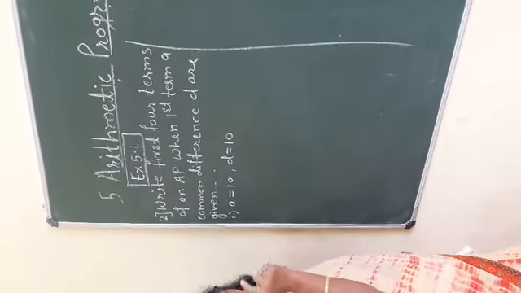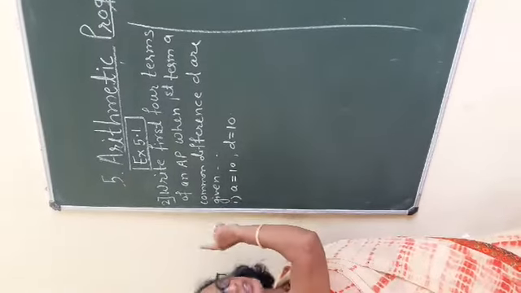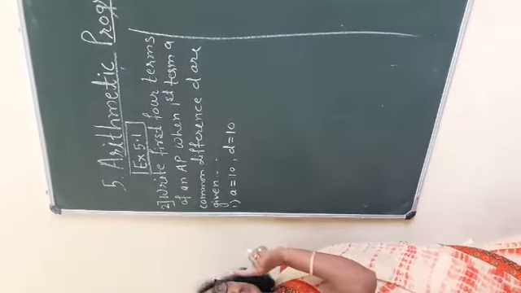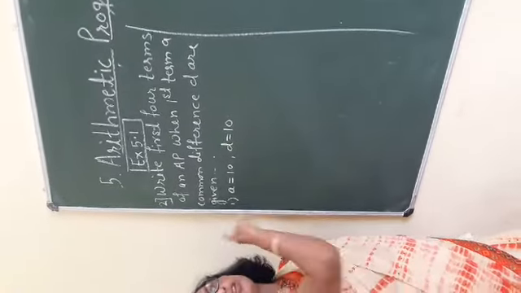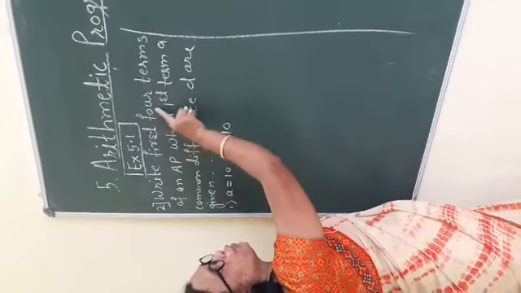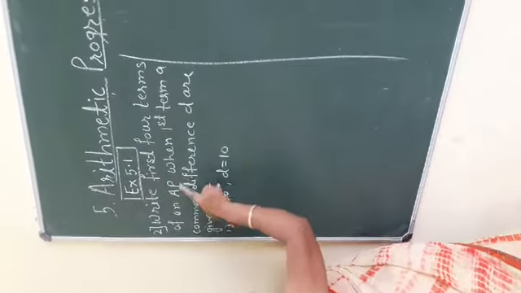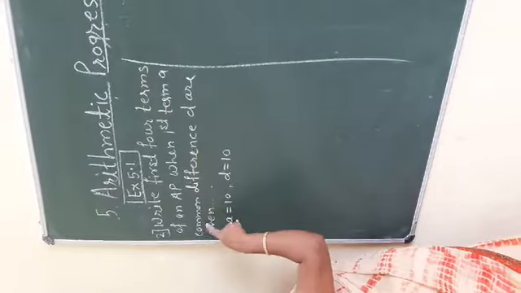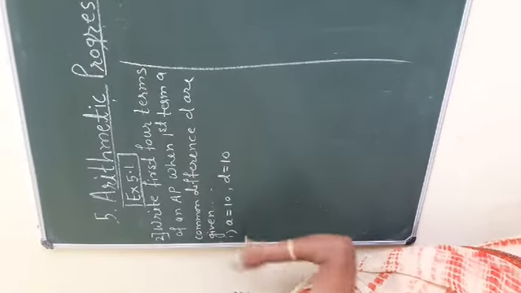Now we will start exercise 5.1, and from this we will first solve the second problem, and after solving the second, third and fourth problems we will solve the first, because the first problem depends on these problems. What is given in the second problem: write the first four terms of an AP when the first term a and the common difference d are given.